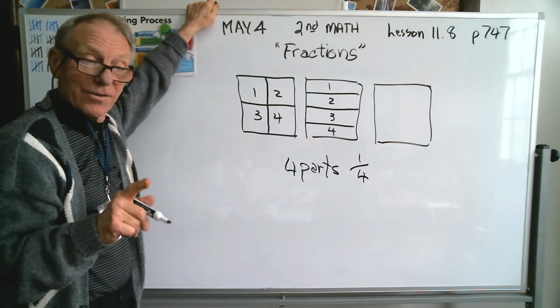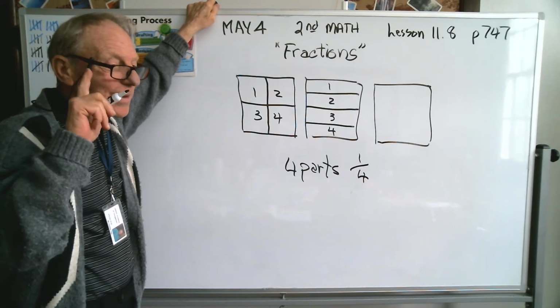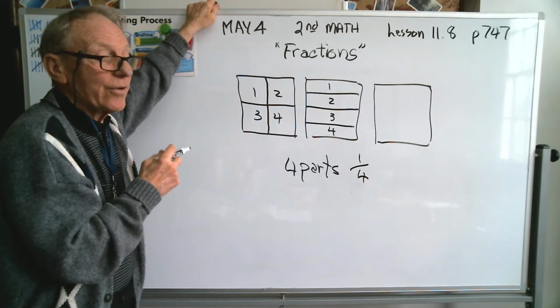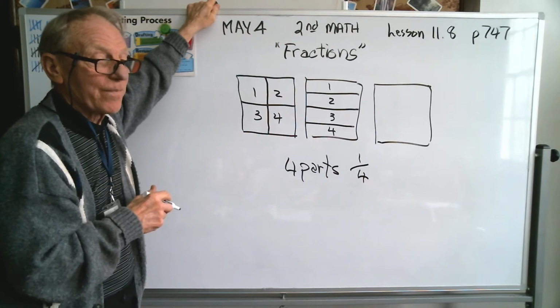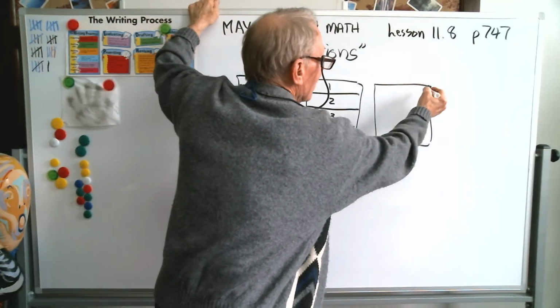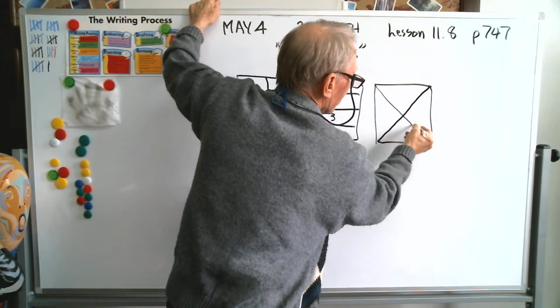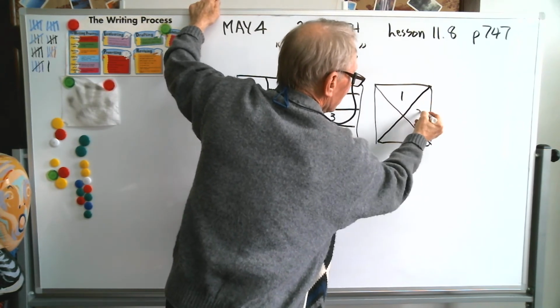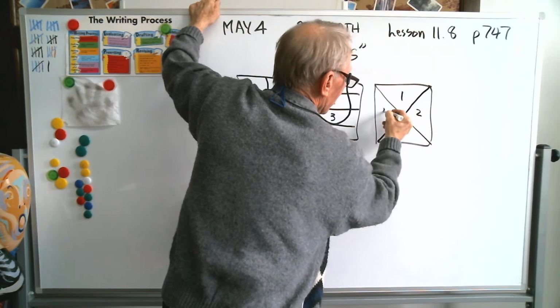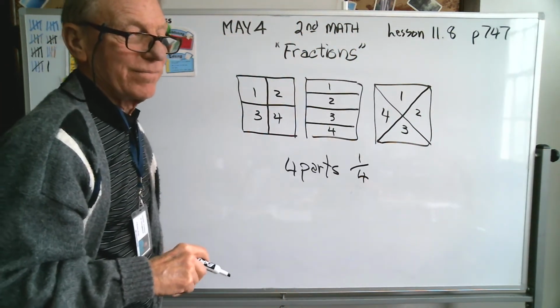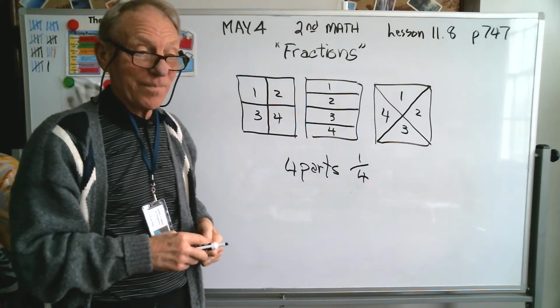Now, this is where it gets tricky. And you got to really put on the thinking cap here. Because there is another way you can split this into 4 parts. One, 2, 3, 4. And each one of those triangles is exactly the same.